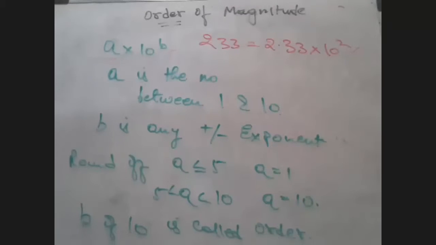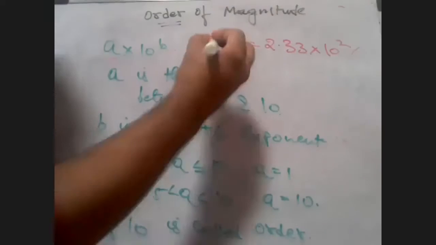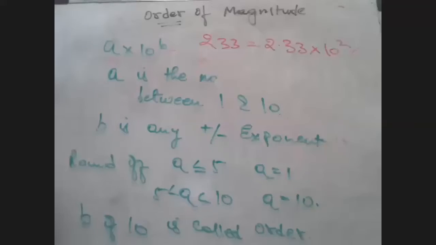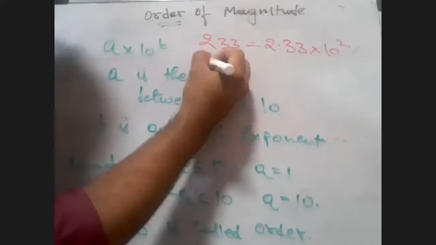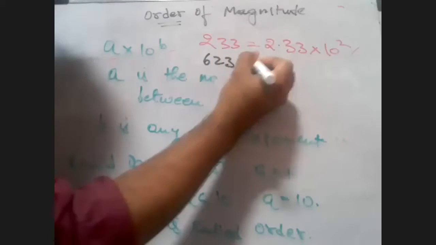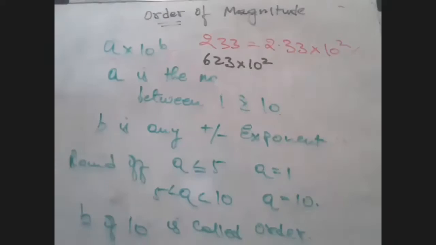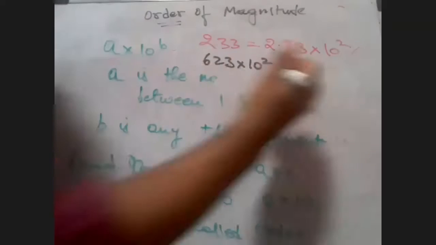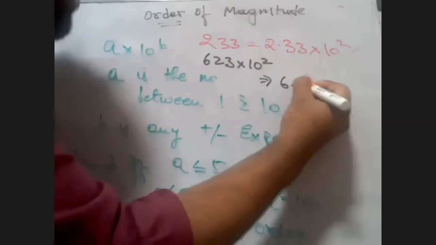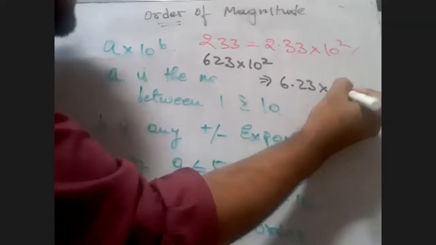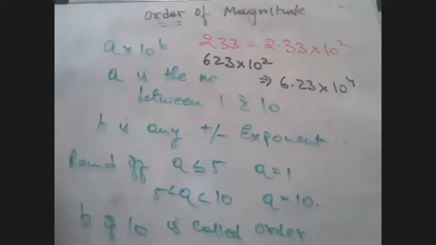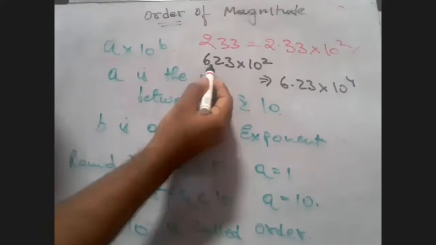But if I take another example, let me say this example is 623 into 10 raised to 2. This is my number. Now how can I write this? I can write this as 6.23 into 10 raised to how much? 4. I can write this, yes or no? 6.23 into 10 raised to 4.